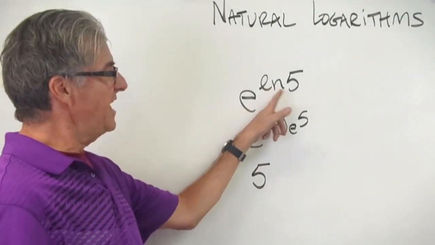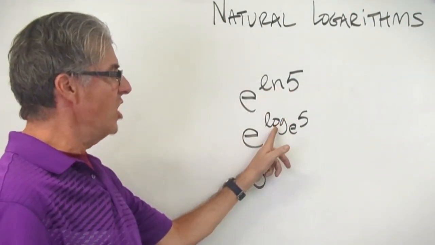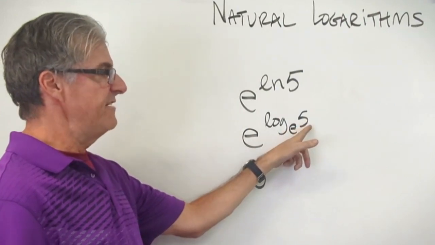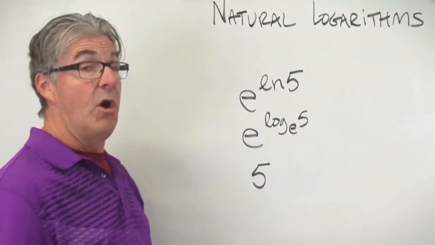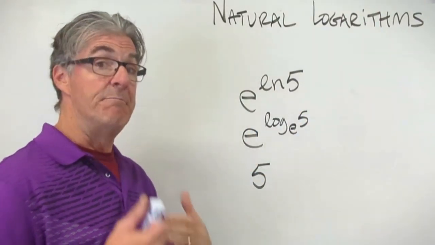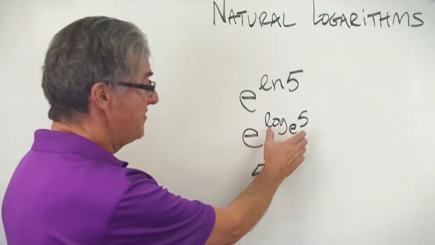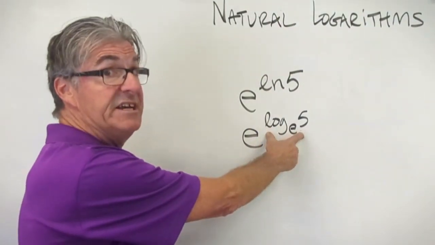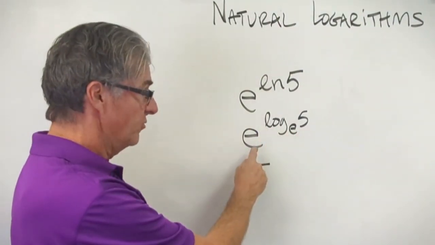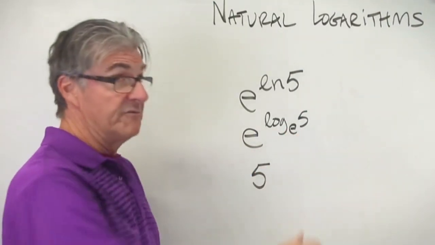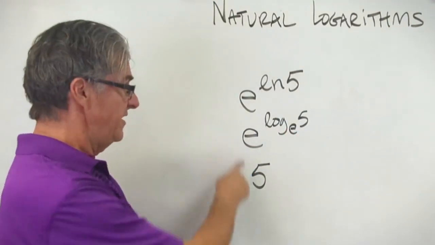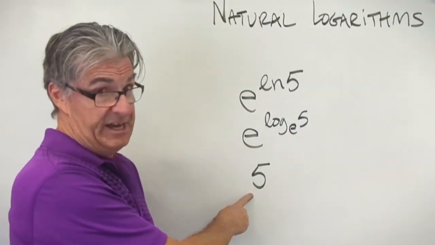So ln 5 means log E of 5. So what this is really saying is what power of E makes 5? So this is the power of E that makes 5. So if we're raising E to the power of E that makes 5, then the whole thing is just 5.